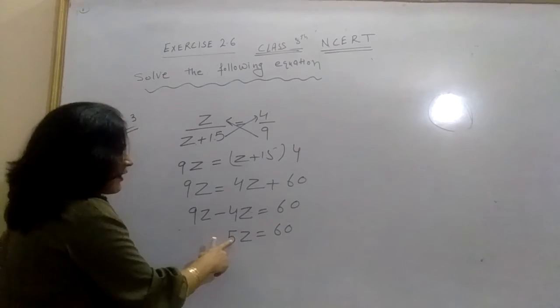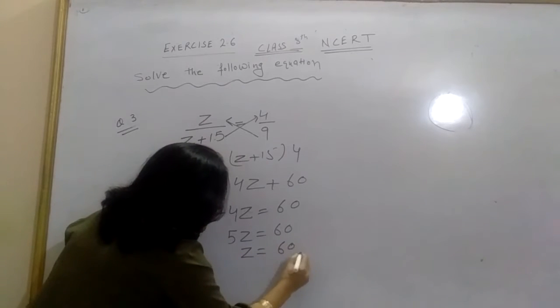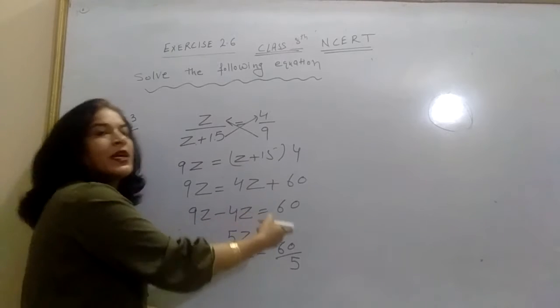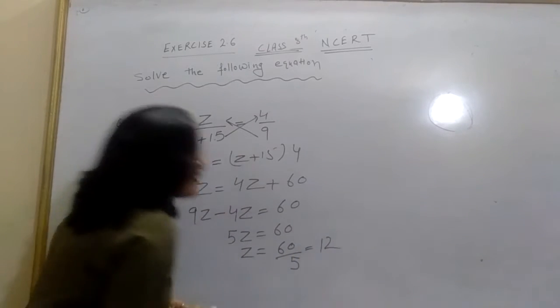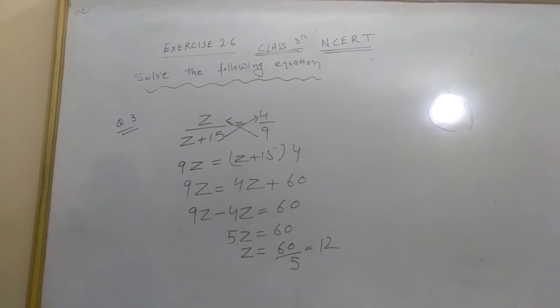Again remove this 5 here. So z is equal to 60 upon 5 because 5 is multiplying this z. So when transposed to the other side, it will divide 60. So the answer is 12. z is equal to 12. And next question.